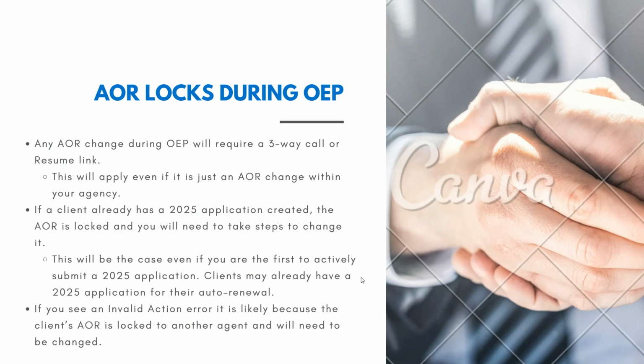So if you get that invalid action error, most likely the client has an AOR lock, and so you're going to have to go through that process. So just keep that in mind and know how you're going to address it when it happens. I would say the best way is going to be to try the resume link, but you may have clients where that's going to be challenging for them, and then probably the best way is going to be to do the three-way call.